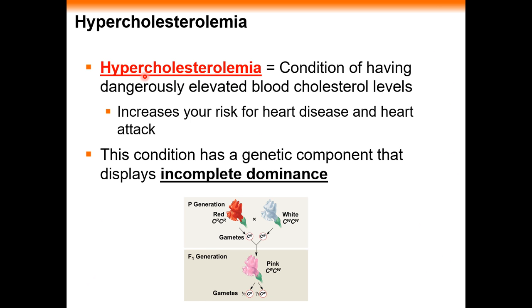So, there's a disease called hypercholesterolemia, a dangerously high amount of cholesterol in your blood. This is dangerous because it increases your risk for heart disease and heart attack. This disease has a genetic component as most do, and it displays incomplete dominance. If you remember, red and white make pink in incomplete dominance. There's a blend between the two homozygotes.